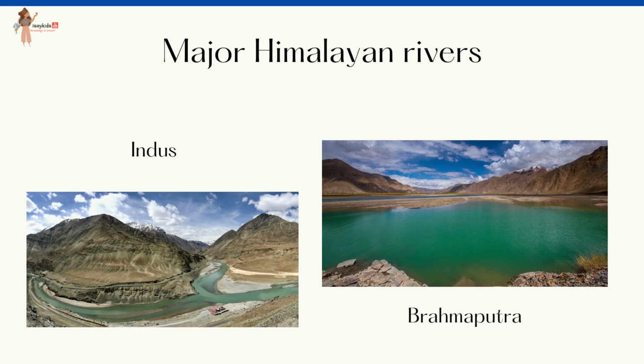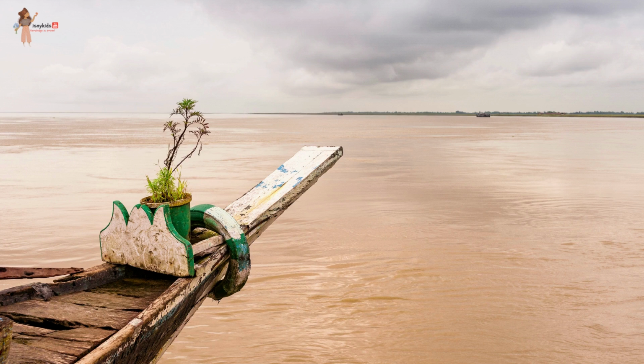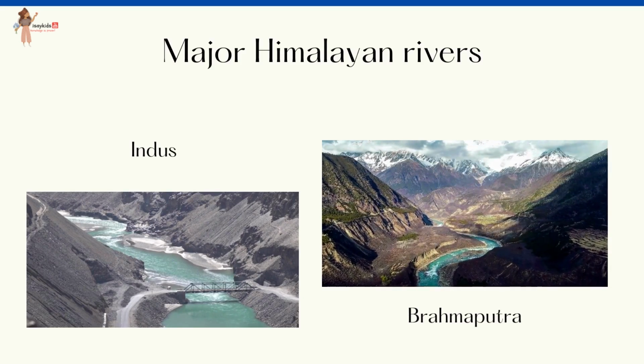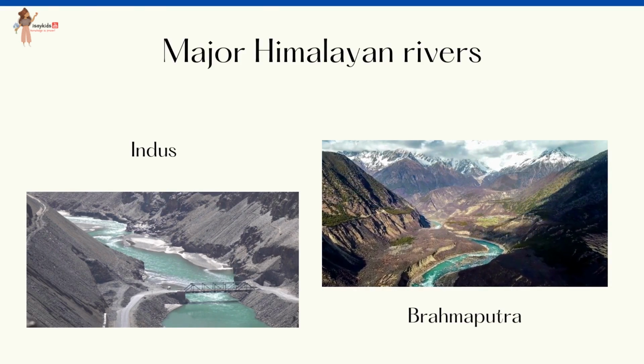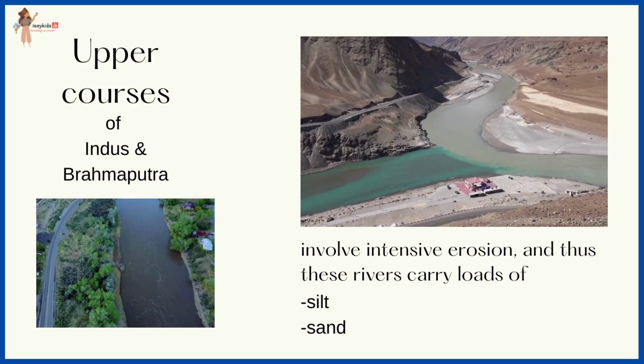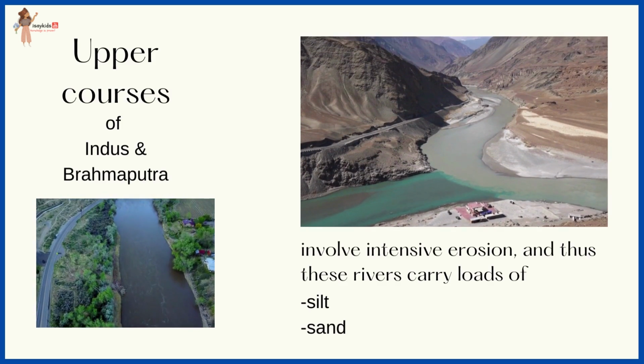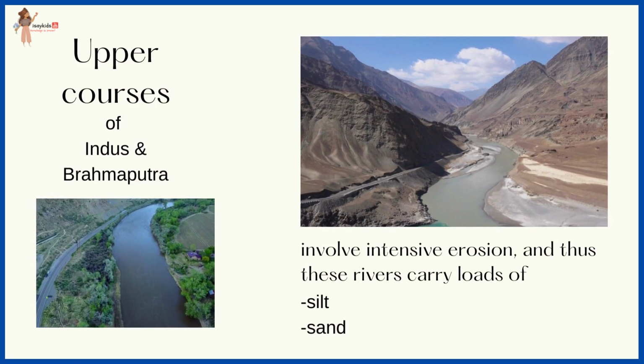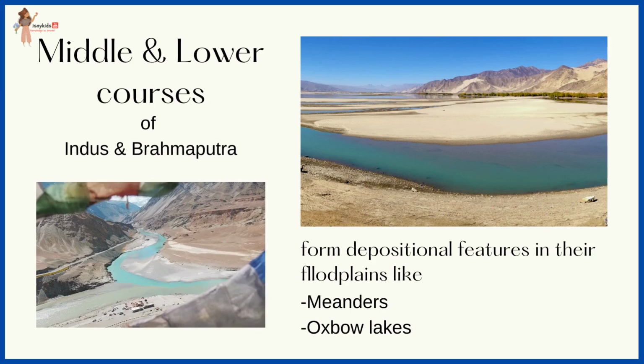The two major Himalayan rivers, the Indus and the Brahmaputra, originate from the north of the mountain ranges. They have well-developed deltas. They have cut through the mountains, making gorges. They perform intensive erosional activity in their upper courses and carry huge loads of silt and sand.